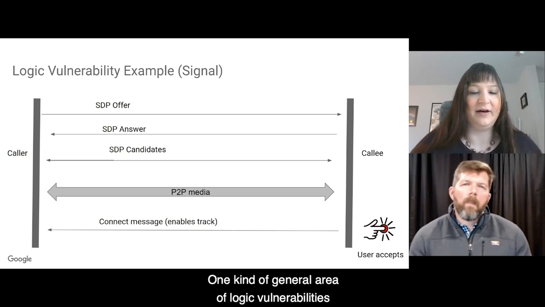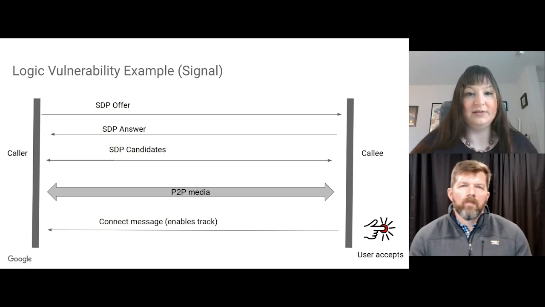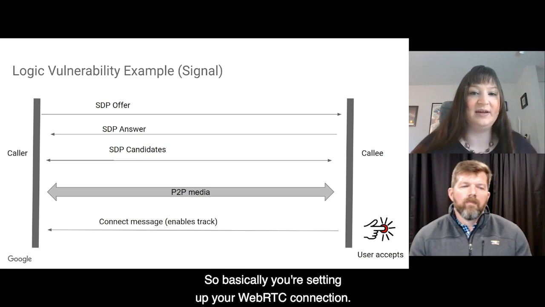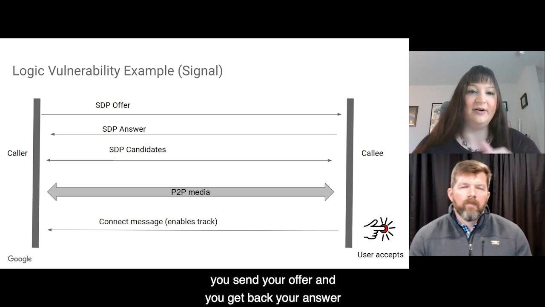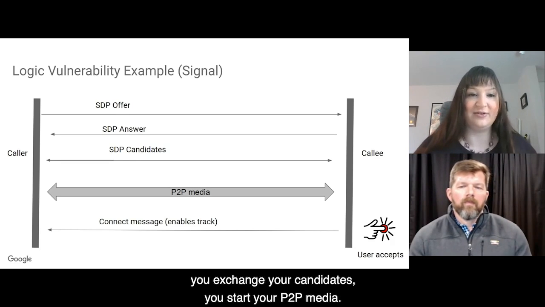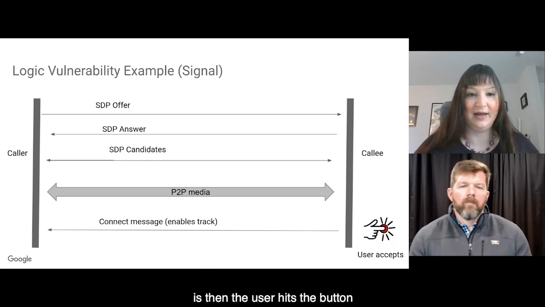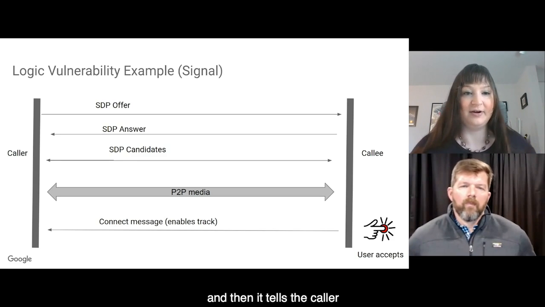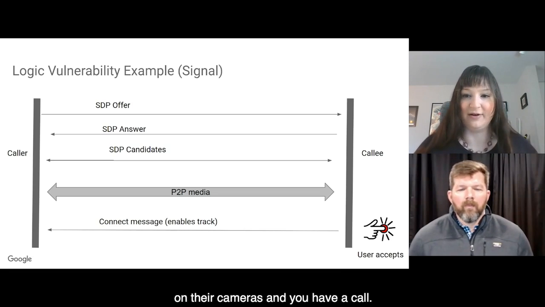One general area of logic vulnerabilities is like this one, which occurred in Signal. So you're setting up your WebRTC connection. This is how it works normally. You send your offer, you get back your answer, you exchange your candidates, you start your P2P media. And then the way Signal works is the user hits the button, and it tells the caller that it's ready to start the call, and then they both turn on their cameras and you have a call.